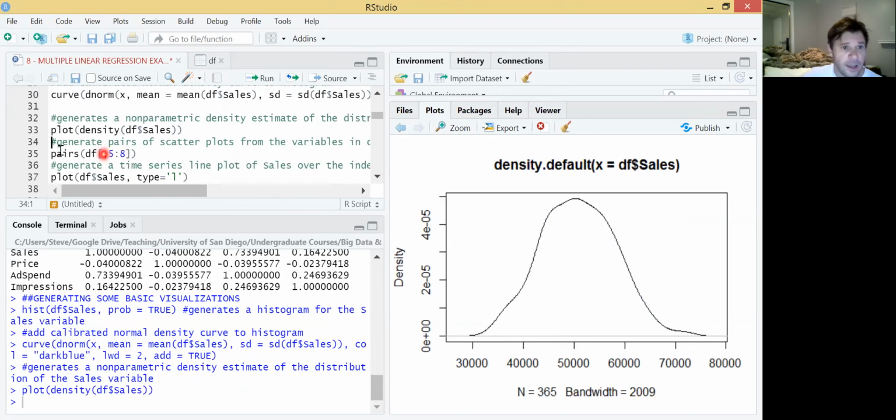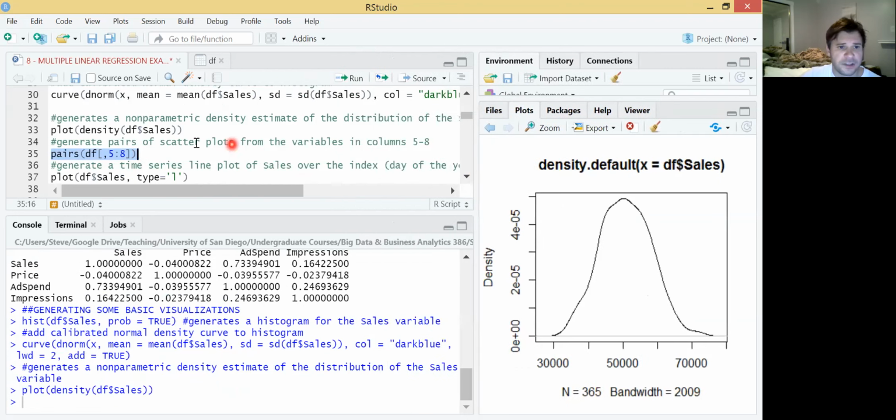And another useful feature to look at here is this pairs plot. And what the pairs plot will do is it's going to generate for us a scatter plot. And we're specifically, again, feeding it only the variables from columns 5 through 8. So sales, price, ad spend, and impressions.